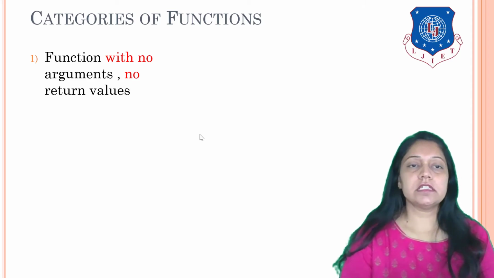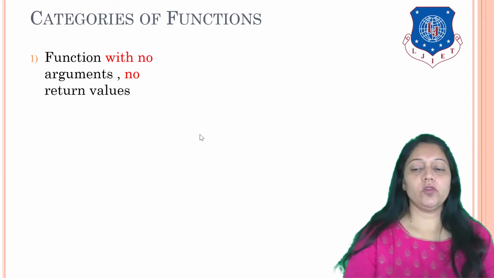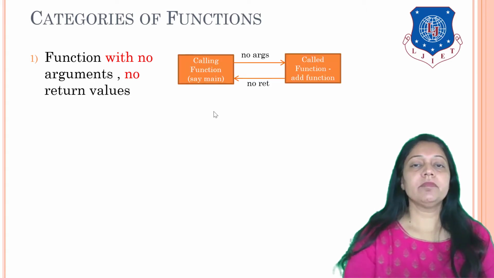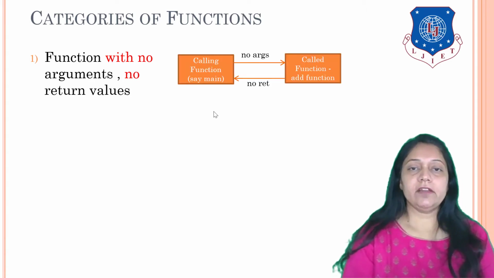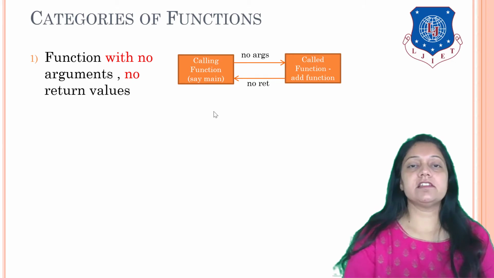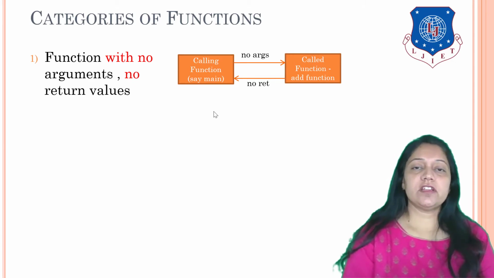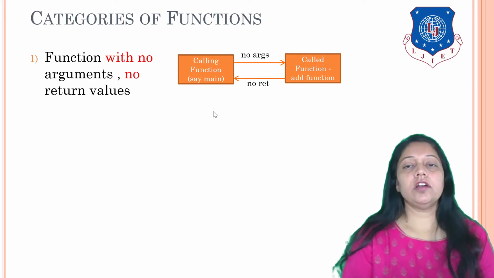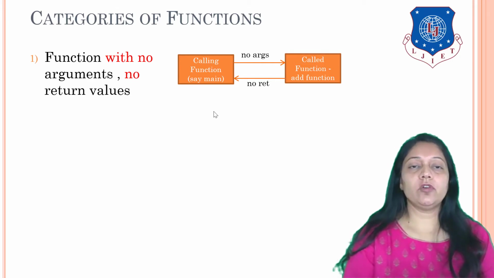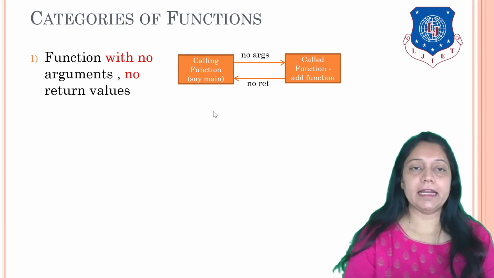So let's understand a few more details about these categories of function. The first one was a function with no arguments and no return value. What it means is, normally whenever we are writing functions, we have two functions. One is the calling function and another is the called function. Say the calling function is our main and the called function name is add. It means we are going to make a user defined function, and the name of the function would be add.